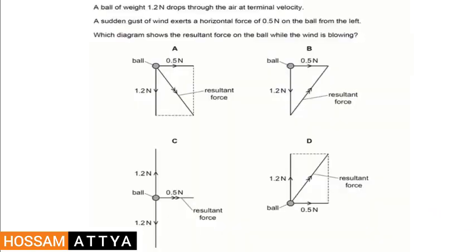A ball of weight 1.2 newton drops through the air at terminal velocity. A sudden gust of wind exerts a horizontal force of 0.5 newton on the ball from the left. Which diagram shows the resultant force on the ball while the wind is blowing? Now, if the ball is traveling with terminal velocity, this means the upward force is equal to the downward force, which actually gives only one choice, which is C.